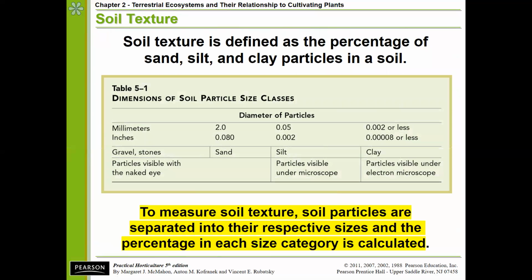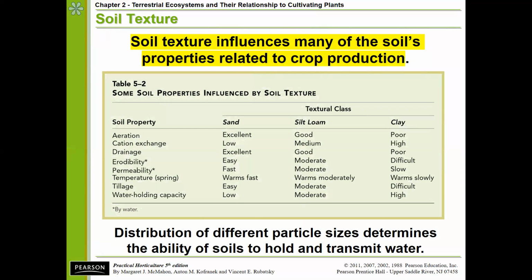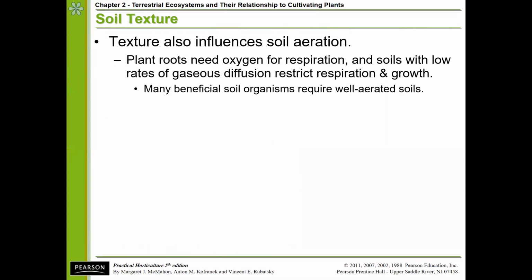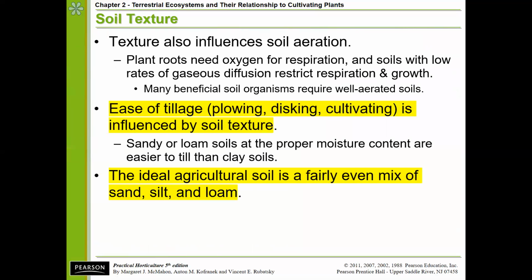Also know about the soil texture. What is sand, silt, and clay? What are the sizes of those particles in soil? And how they influence crop production. And how they influence the ease of tillage here. And that the ideal agricultural soil is a fairly even mix of sand, silt, and clay, known as a loam, a sandy, silty loam.